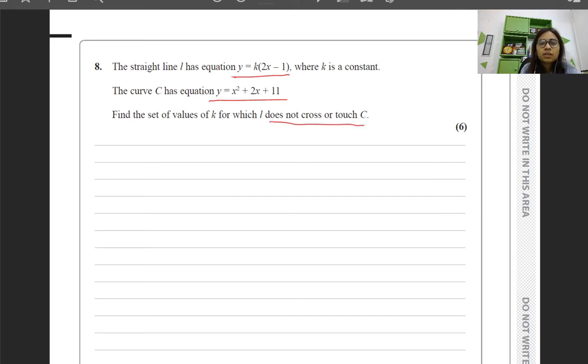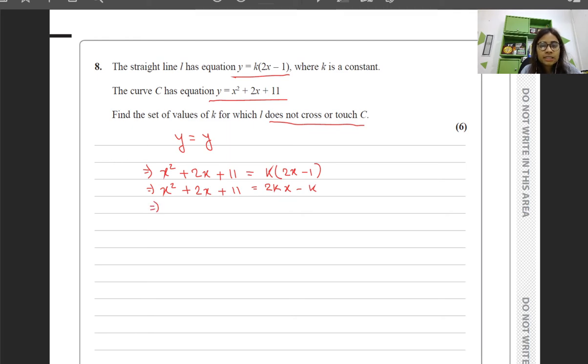So basically, there's no point of intersection for these two curves. First we will assume that these two curves cut each other or intersect each other. So that's why we will equate y = y. So that is x² + 2x + 11 = k(2x - 1). So this is basically x² + 2x + 11 = 2kx - k.